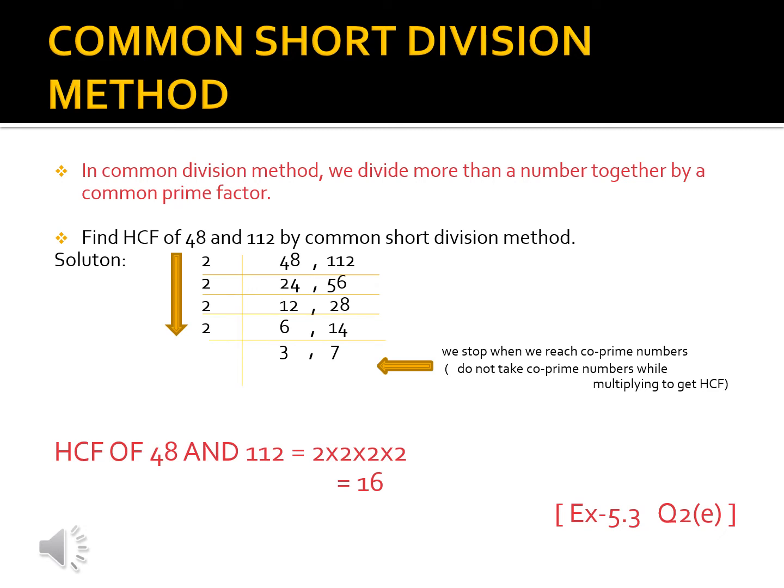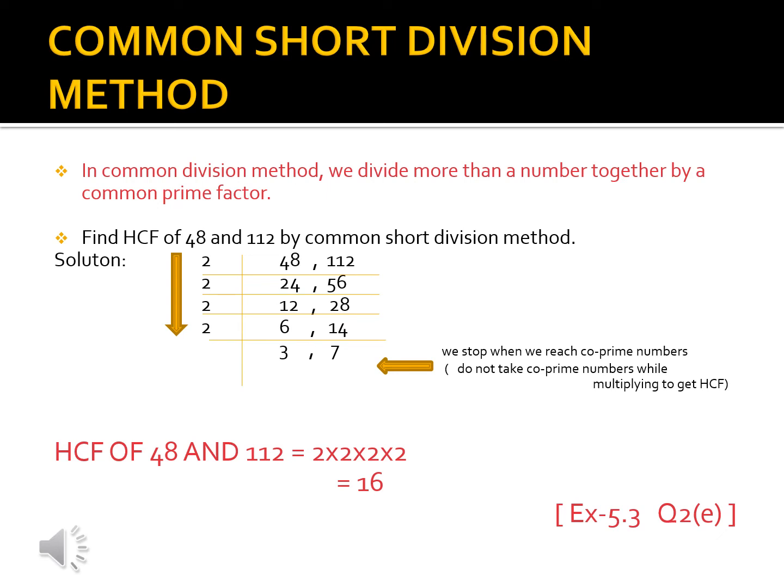So here we stop. Why? Because when we reach co-prime numbers, we have to stop. Now all of you remember what co-prime numbers are? The numbers which have only 1 as the common factor. Now 3 and 7 are not divisible by any common prime number. So they are co-prime numbers because their highest common factor is 1. So here we stop.